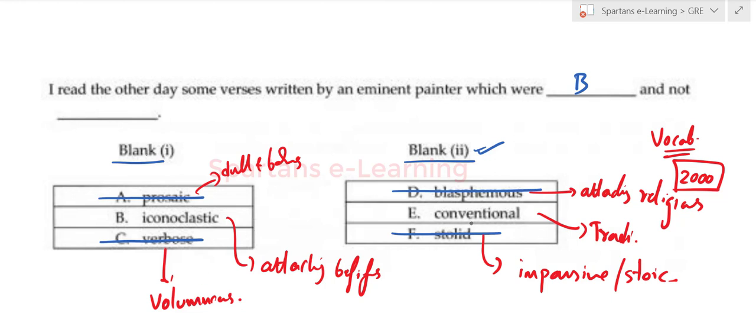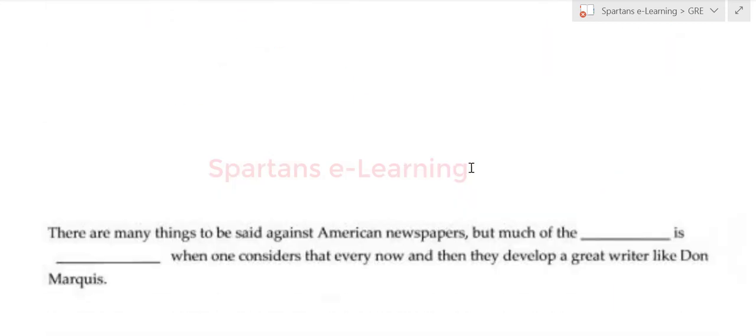Now conventional is being traditional, right? So this will be the answer. Iconoclastic means attacking beliefs. Conventional means you're not actually attacking, you're following those beliefs or following those rituals which have been followed from a long time, right? So iconoclastic, and this will be conventional. That's it. So let's solve our next question.